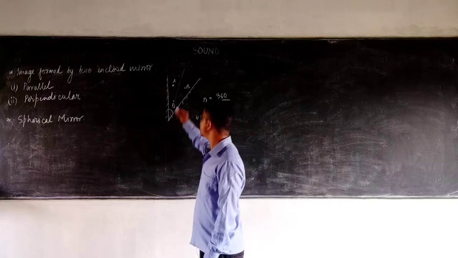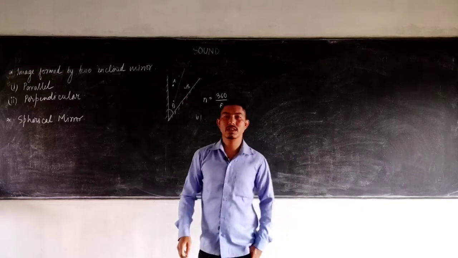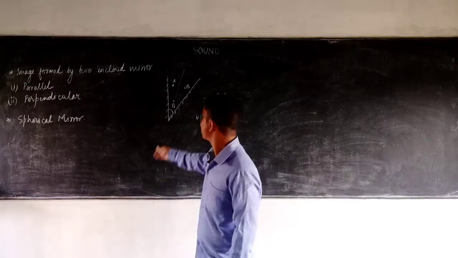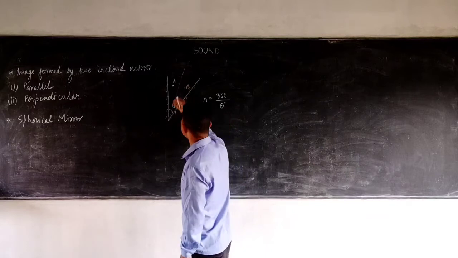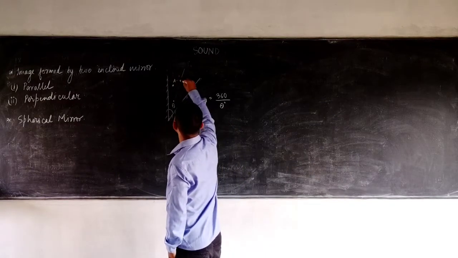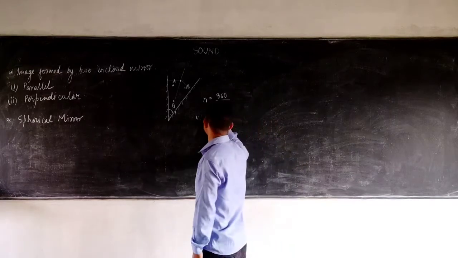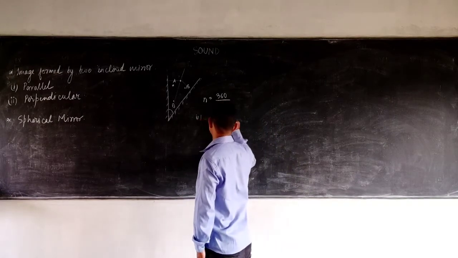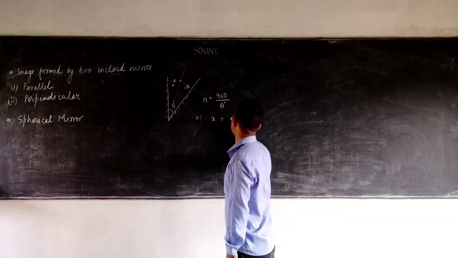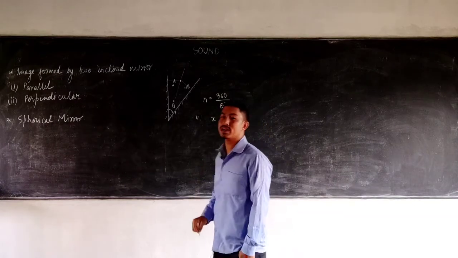Now if it is placed symmetrically, that means on the angle bisector, at an equal distance from both mirrors, then the number of images formed, suppose x is the number of images, is x equals n minus 1. So you just need to subtract one image.